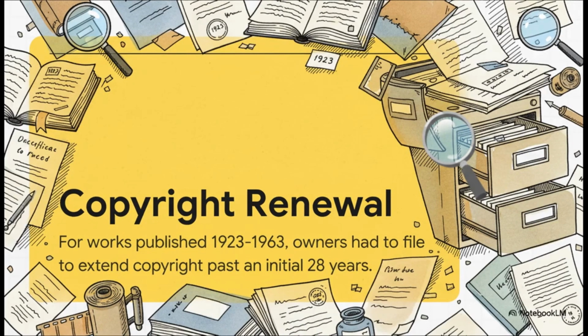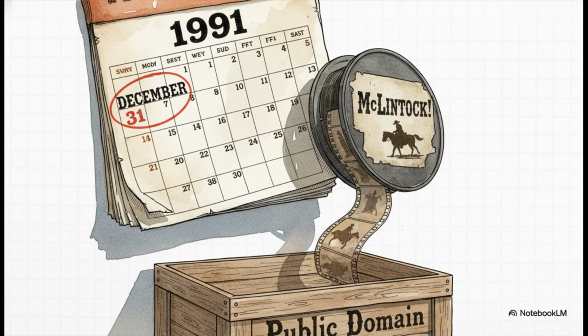Back then, long-term copyright wasn't automatic. You got an initial 28 years, and if you wanted more, you had to physically file a renewal with the Copyright Office. It was a whole bureaucratic step. You had to remember to do it, and you had to do it in exactly the 28th year. No exceptions. And the truth is, a ton of copyright holders just didn't do it.